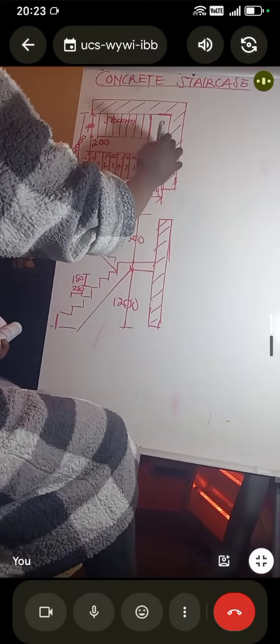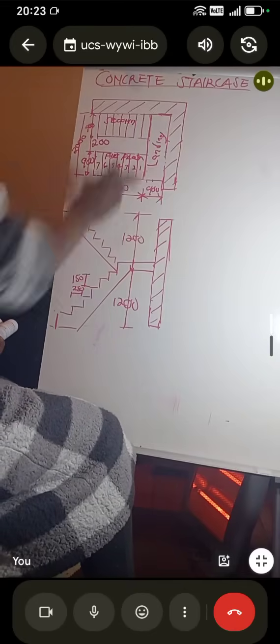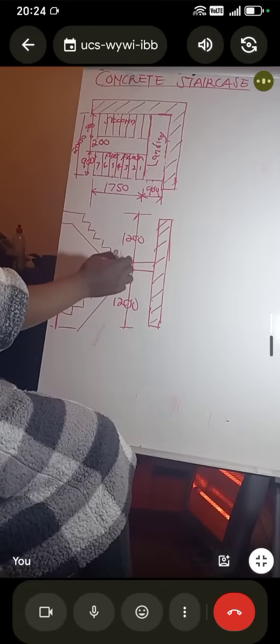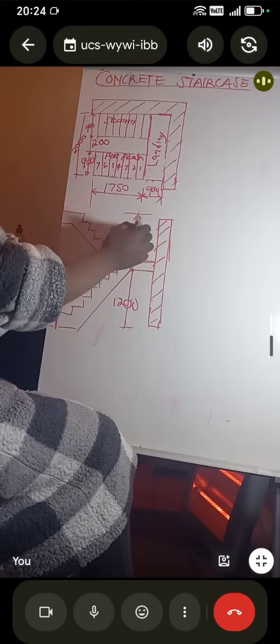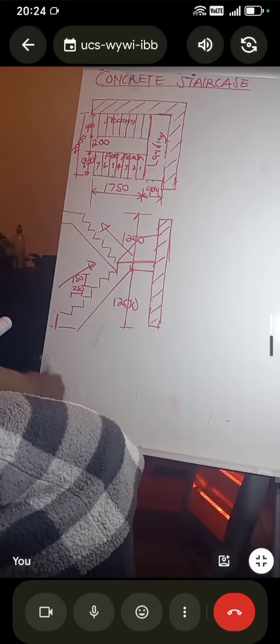This is a landing. A landing is where, when you use this staircase, you see here, you go up like this. You go up, and then you go a little bit, then you go up again. So you understand?